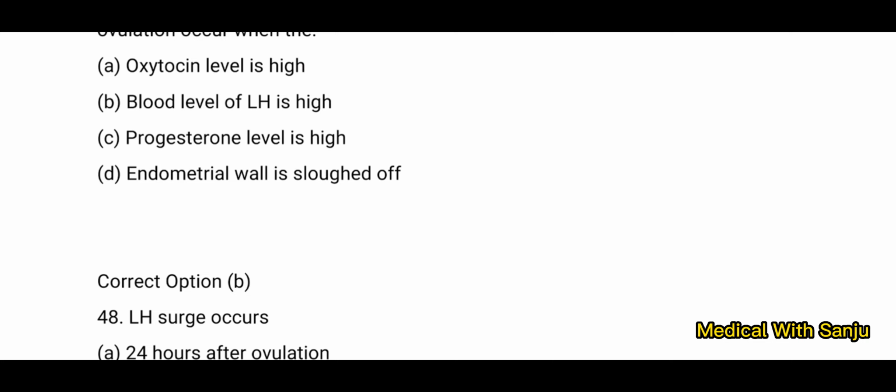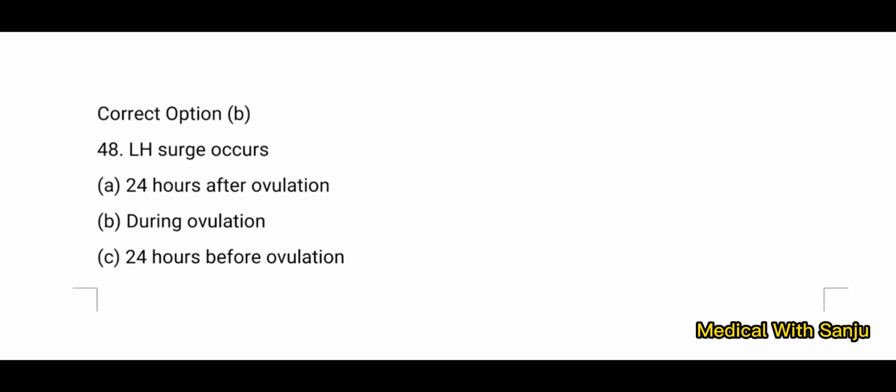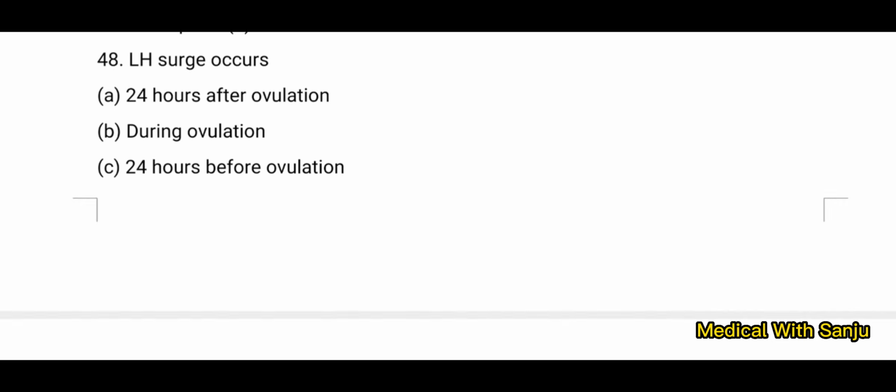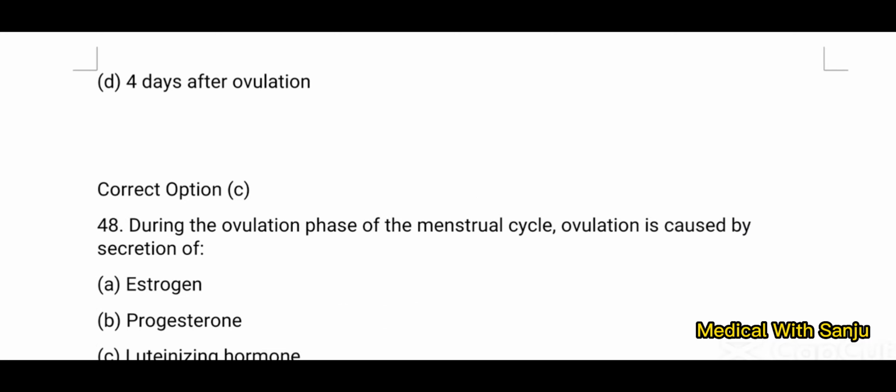LH is luteinizing hormone. Luteinizing hormone causes rupture of a mature follicle and expels the mature ovum from the follicle, which is called ovulation. Ovulation occurs about 24 hours after luteinizing hormone surge. Question number 47. Luteinizing hormone surge occurs option A. 24 hours after ovulation, option B. During ovulation, option C. 24 hours before ovulation, and option D. 4 days after ovulation. As just said, ovulation occurs about 24 hours after the LH surge. So option C is right answer.